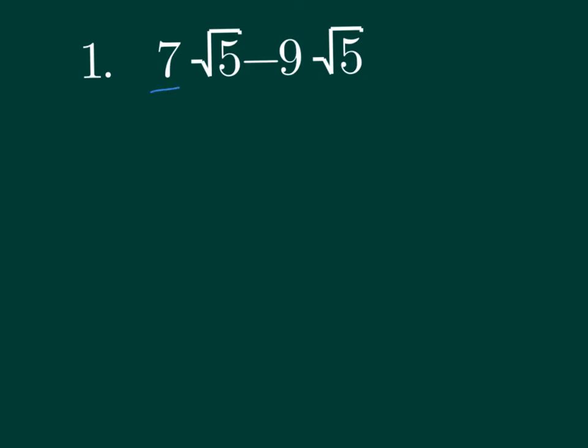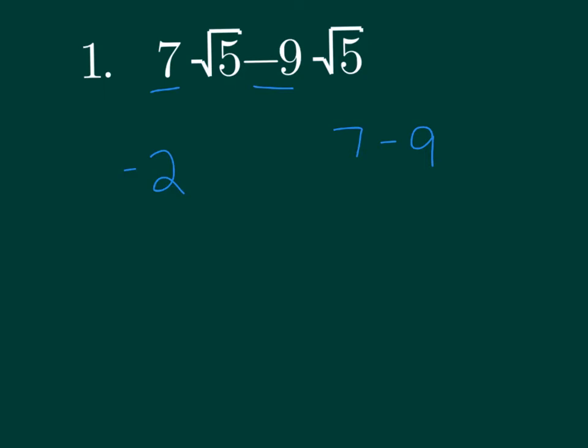So you have a 7 in front of the first one and a -9 in front of the second one. So we're literally just going to do a math problem, 7 minus 9. Well, 7 minus 9 is going to be -2. Okay?